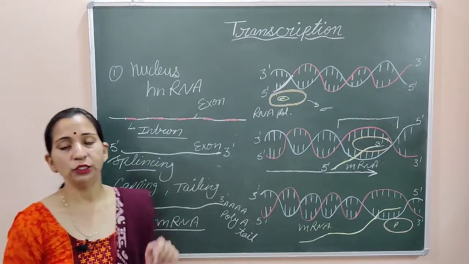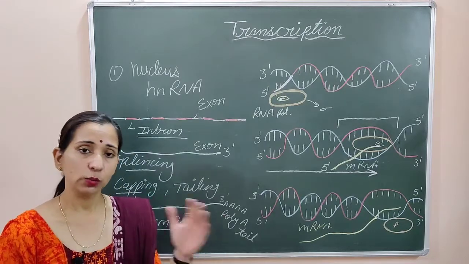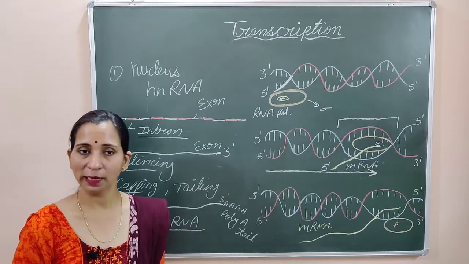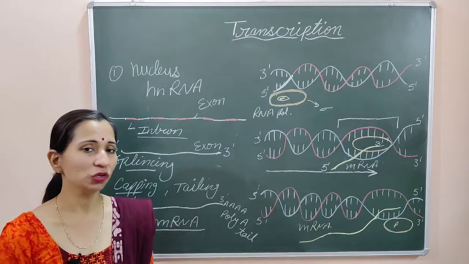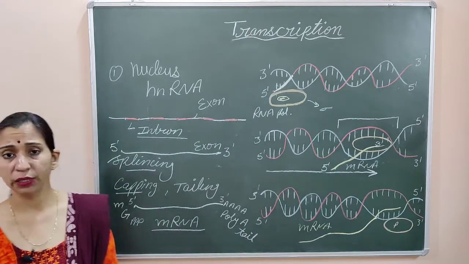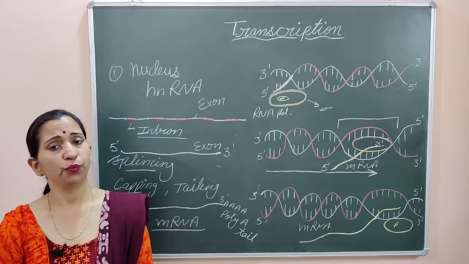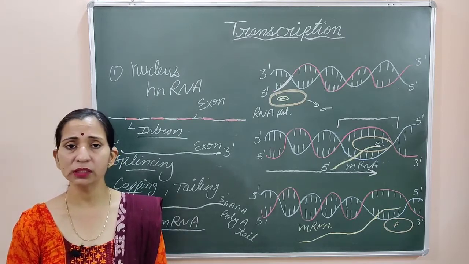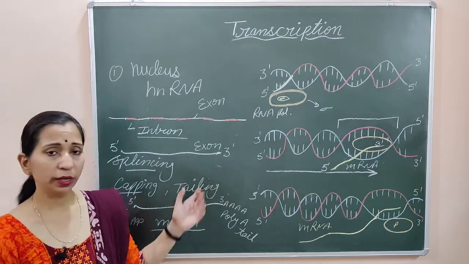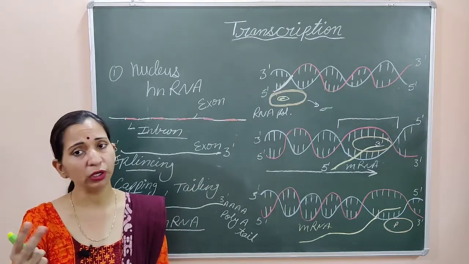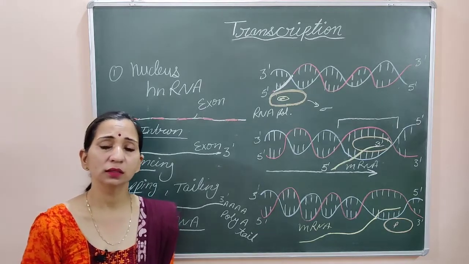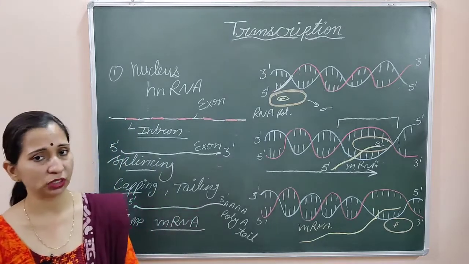Now this mature messenger RNA is transported from the nucleus to the cytoplasm so that it can take part in the next process, which is translation. So this is the difference. Another difference which we have already seen is about the RNA polymerase. In prokaryotes, only one RNA polymerase is responsible for the synthesis of all types of RNAs, whereas eukaryotic cells में RNA polymerase 3 types के हैं और तीनों RNA polymerase अलग अलग तरीके के RNA का synthesis करते हैं या फिर उनकी transcription करते हैं.